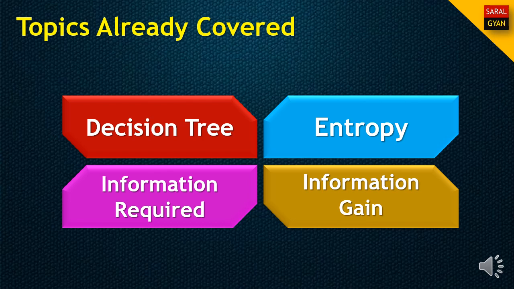Out of these four, though all these four topics are interrelated, information gain is the key factor which will decide which attribute to be taken first for making the decision, for making the split, so that our number of stages, number of steps, number of decisions will be minimized.